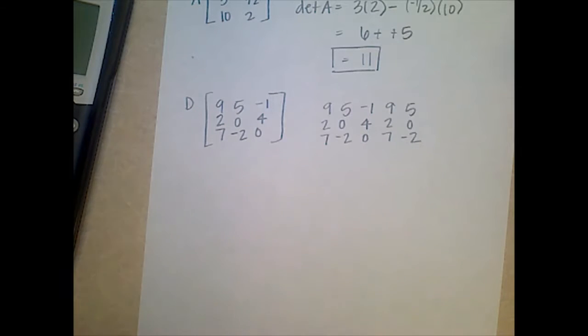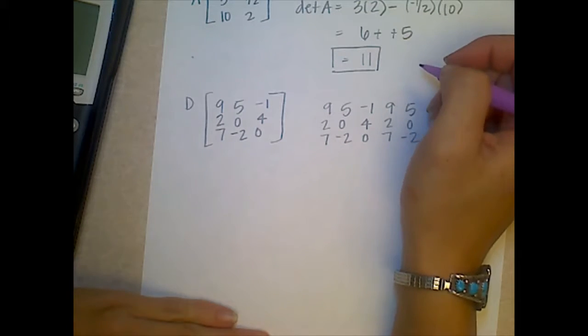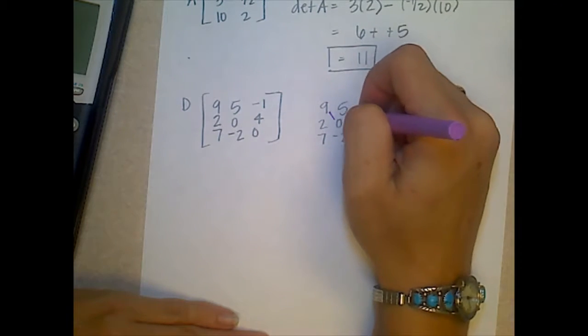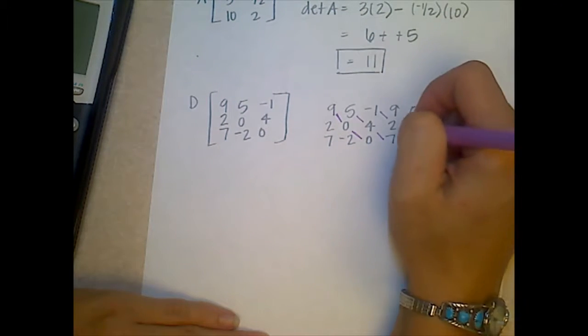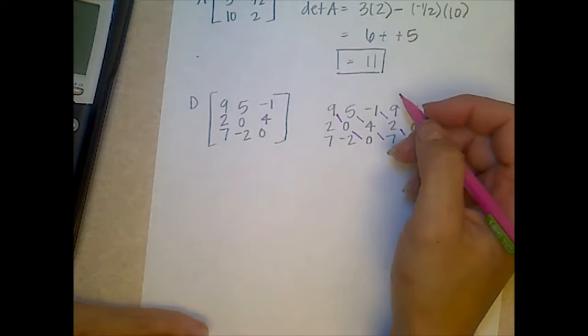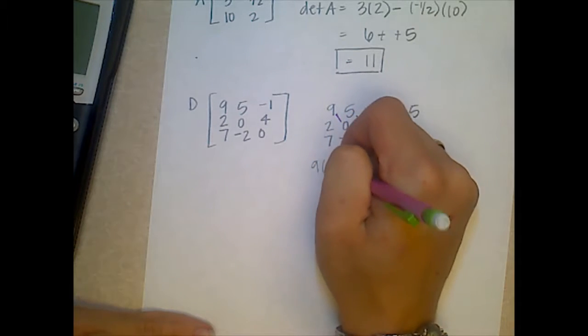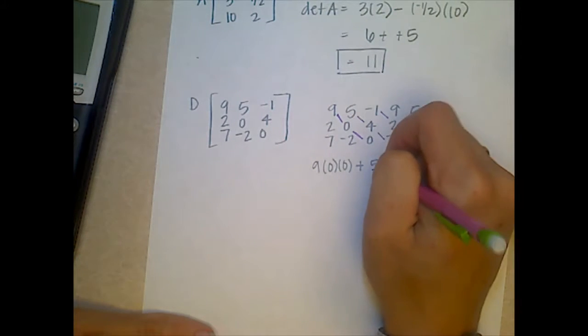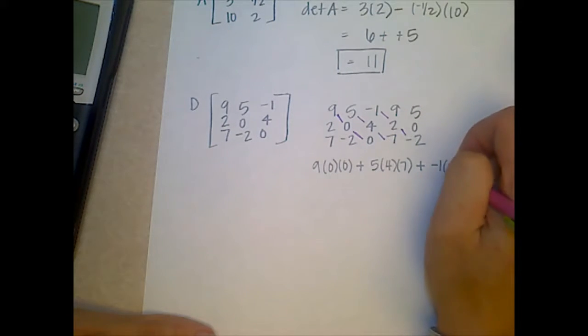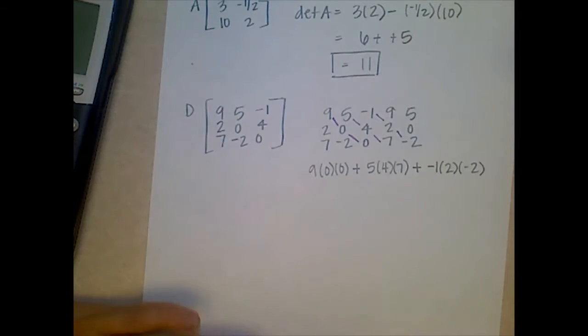Now, here's what you have to do. You're going to take the diagonals and multiply them together going forward. So I'm going to use a pink marker to do that. Here's my diagonal: 9, 0, 0, 5, 4, 7, -1, 2, -2. I'm going to write that step out. That's the first step. So 9 times 0 times 0 plus 5 times 4 times 7 plus -1 times 2 times -2. That's step 1.